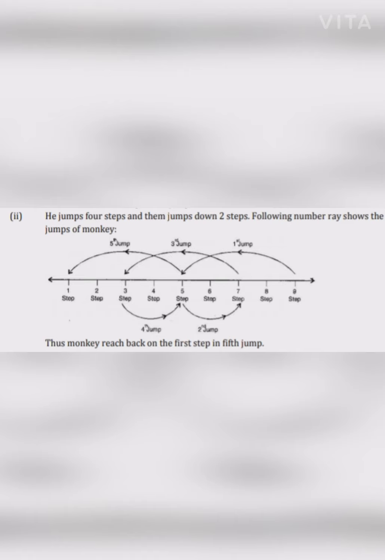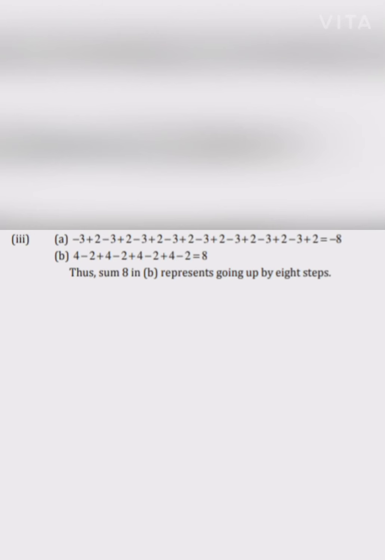Our third part of this question is, if the number of steps moved down is represented by negative integers and the number of steps moved up by positive integers, represent his moves in part 1 and 2. By completing the following: A part is minus 3 plus 2 minus dash is equal to minus 8. B part is 4 minus 2 plus dash is equal to 8. In A part, the sum minus 8 represents going down by 8 steps. So what will the sum 8 in part B represent?